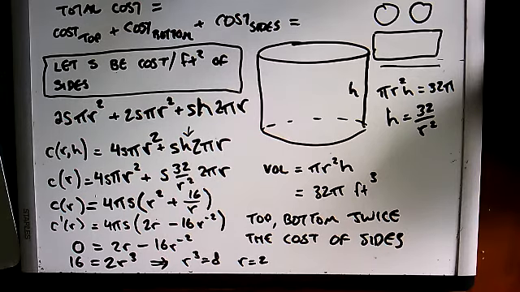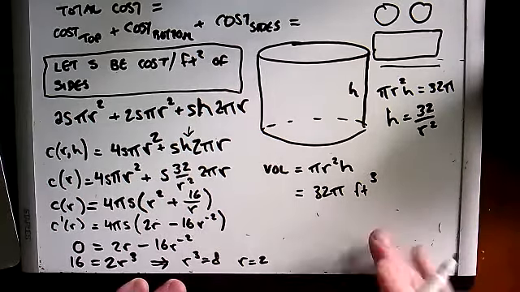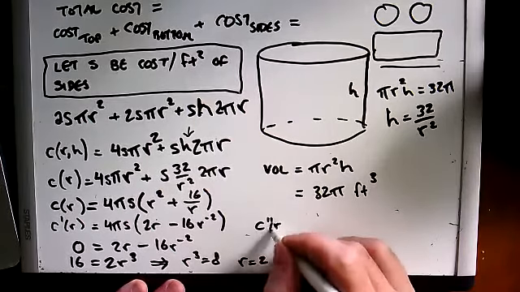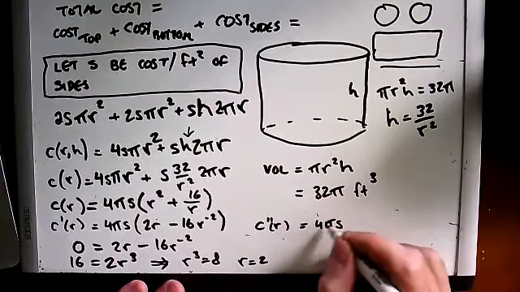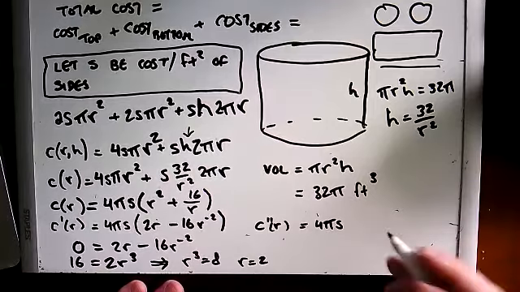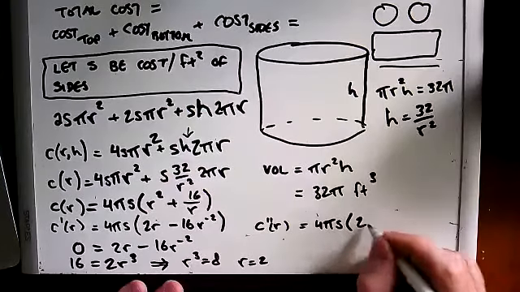So the only thing left to do is to argue why that must be a local minimum. I think based on my problem here, I'm going to take the second derivative test. Just get rid of this over here. Second derivative test says, let's take c double prime of r. So c double prime of r has this 4 pi s, which, by the way, is a positive number. That's important. Pi is positive. The cost for the sides is positive, times our derivative, so times 2.